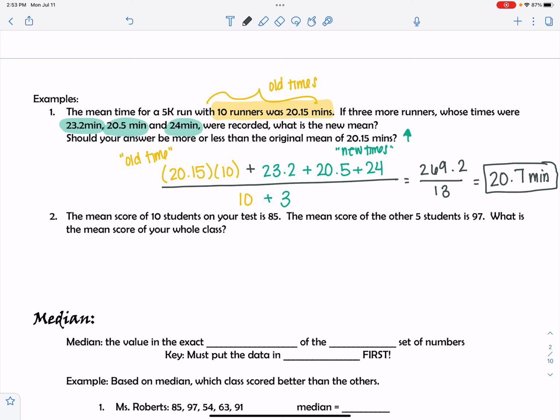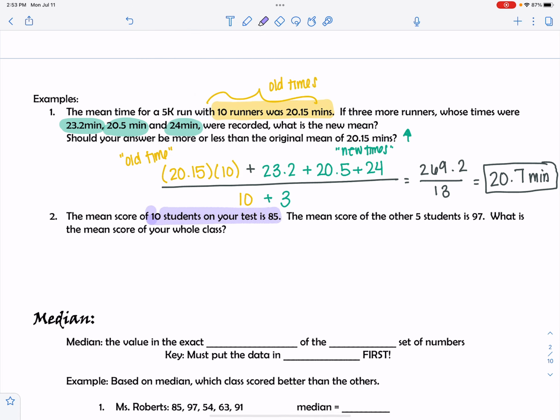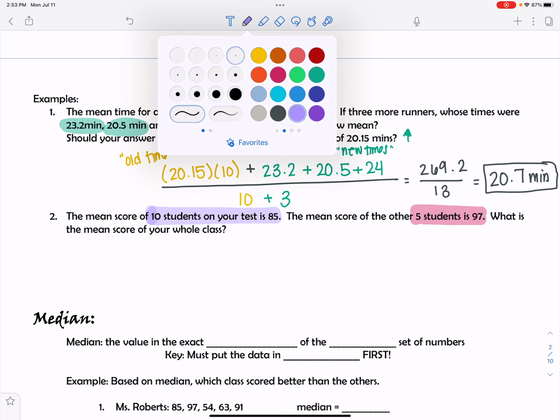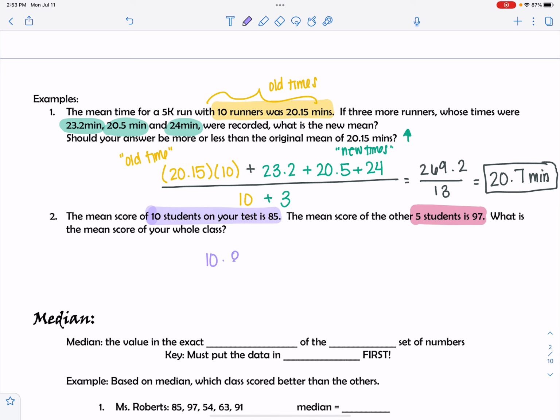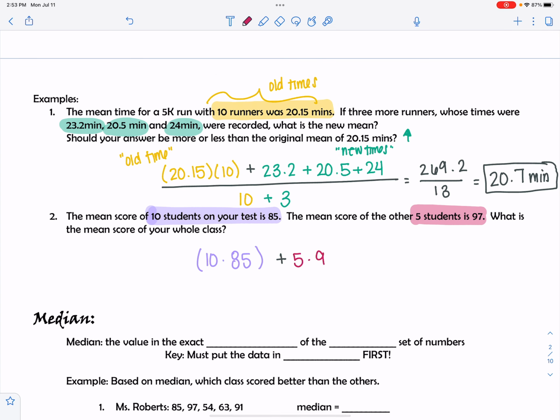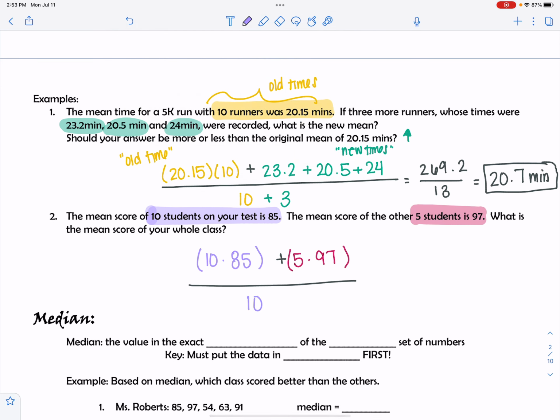All right, the next one says the mean score of 10 students on your first test is 85. The mean score of the other 5 students is 97. What is the mean score of your whole class? So I've got 2 different groups. I've got these 10 students who scored 85, plus the 5 students who scored a 97, all over the total: the 10 students from the first group plus the 5 students from the second group.